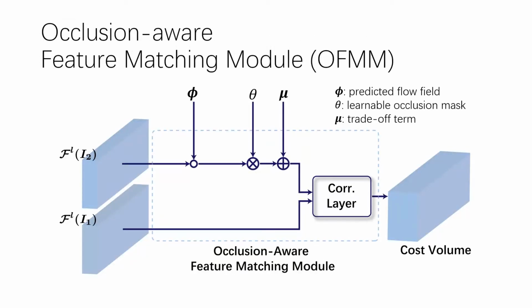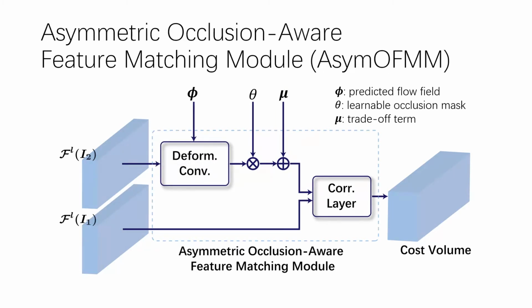Our learnable occlusion mask, denoted by theta, filters useless information immediately after the warping operation, and there is an additive trade-off term, denoted by mu, which facilitates the learning of occlusions. We further propose the asymmetric occlusion-aware feature matching module, which introduces an extra deformable convolutional layer prior to the warping operation. This simple asymmetric design leads to considerable performance gains.